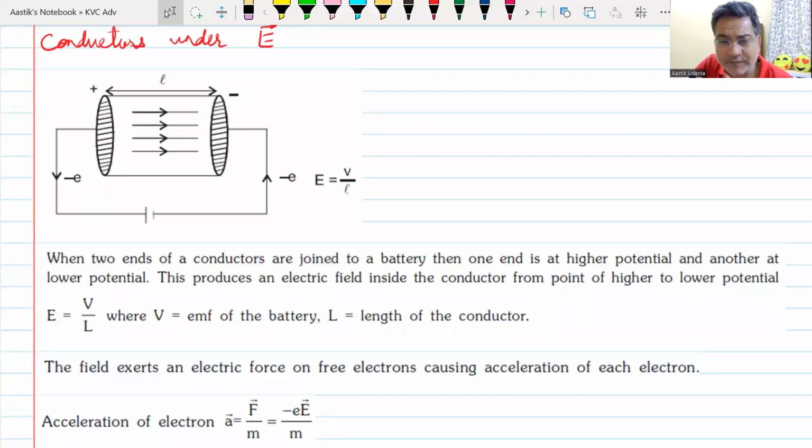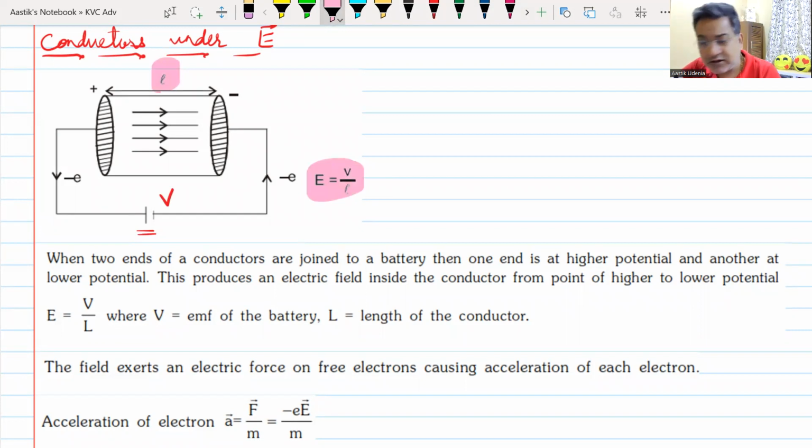Then let us see what happens when a conductor is subjected to an electric field. How do you apply an electric field on the conductor? You connect it to a battery of voltage V. If the length of the conductor is L, because of this battery of voltage V, a potential difference V is established across the conductor, and this creates an electric field. The direction of this electric field is in this direction.